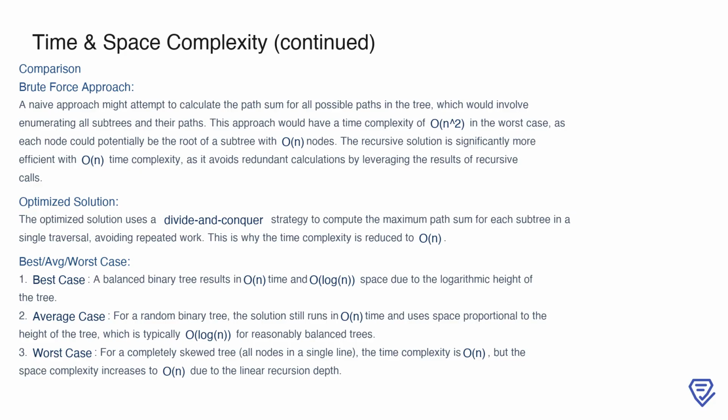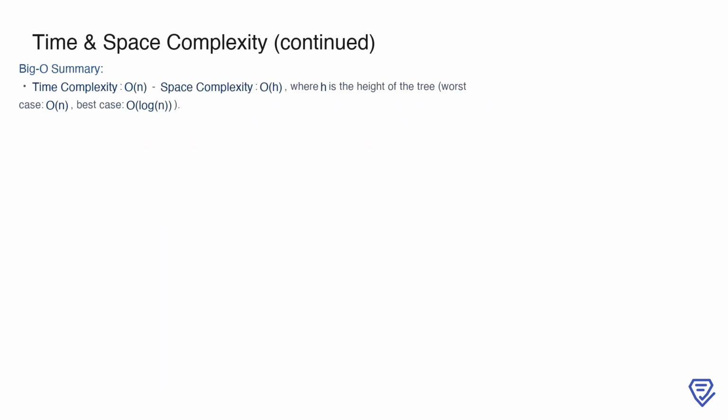For specific cases, like a balanced binary tree, the space complexity is O(log n) due to the logarithmic height, while for a skewed tree, it increases to O(n). Regardless, the time complexity remains O(n) in all cases, providing consistent efficiency. To summarize the big O complexities of this solution, the time complexity is O(n), derived from the linear traversal of all n nodes in the tree.